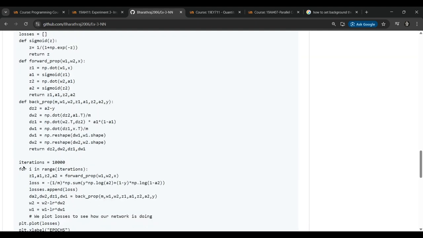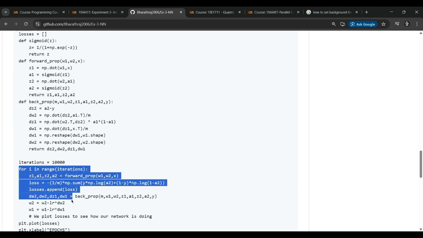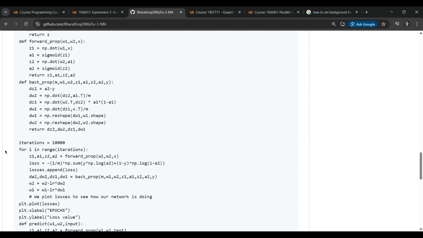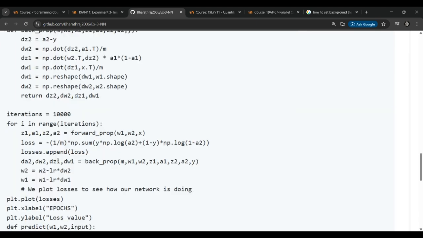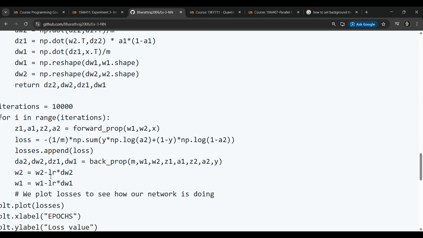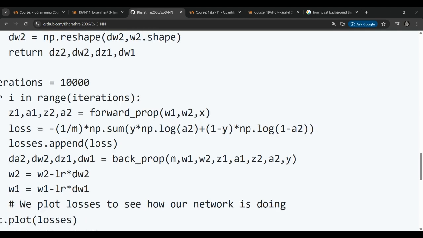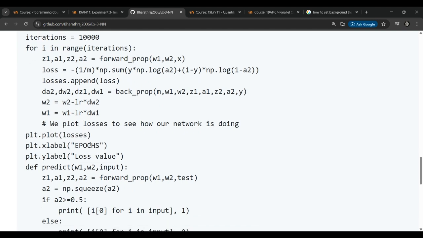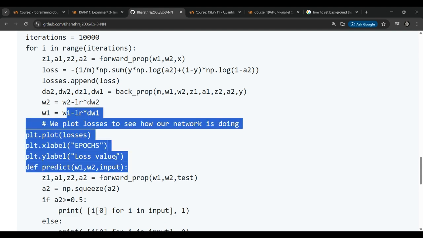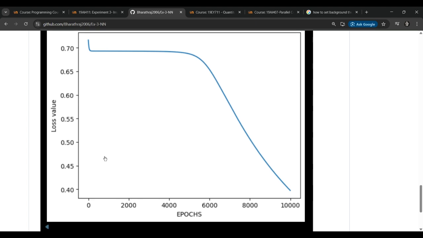For the iteration, we are mentioning 10,000 epochs by using a for loop. Previously we created the forward propagation and backward propagation functions. By using the same, we are implementing them here. After forward propagation, we are updating the weights by using back propagation. And we are plotting the losses, labeling the axes as epochs and loss value, by using the matplotlib library. The plot is shown here.